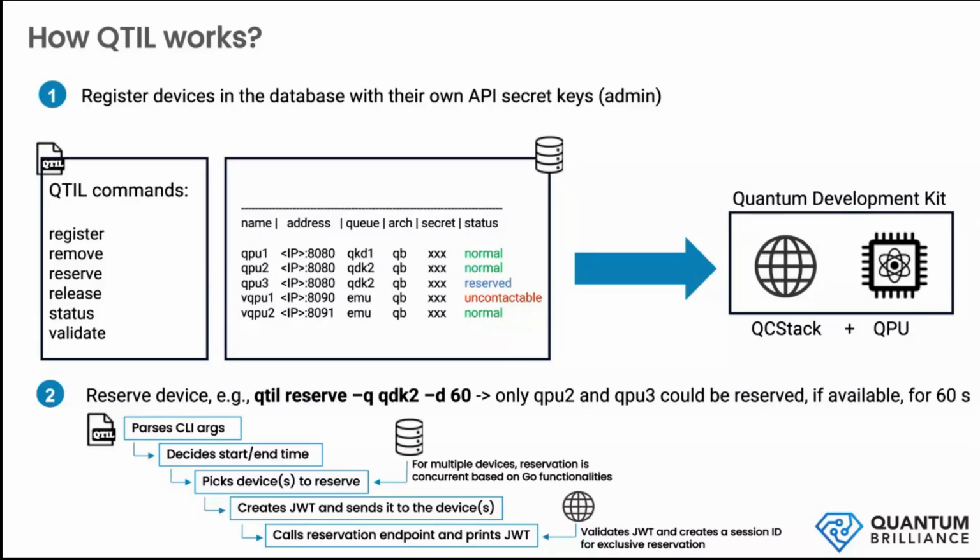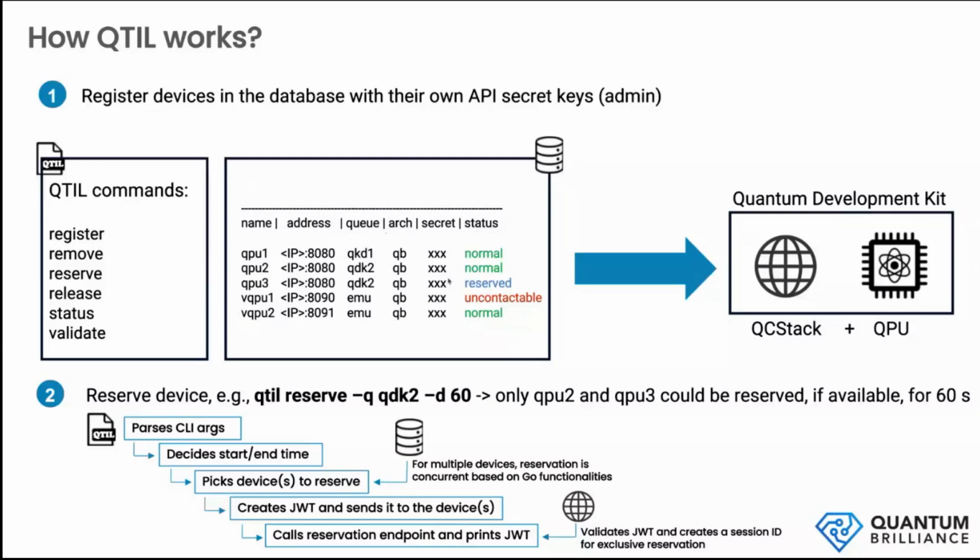Now you need to add the address, the IP, and the port that you're using. And we have a specific field called the Q field, and this is one way for you to choose or to group devices according to similarities or whatever you think is important to group them. In this particular example, for instance, QPU2 and QPU3 belong to the same queue, the QDK2 queue.